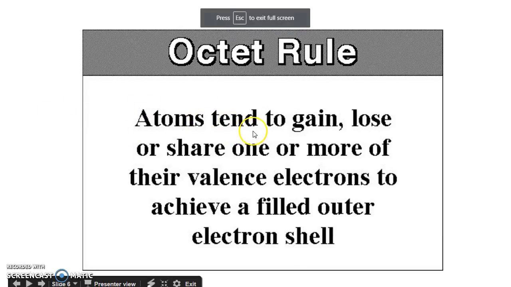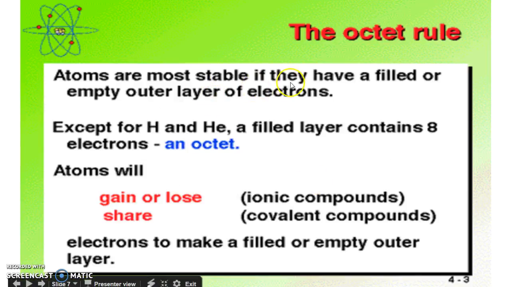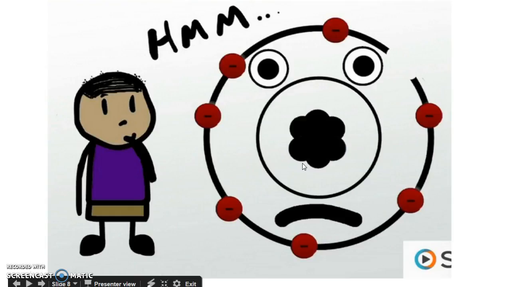So the octet rule pretty much says this: atoms tend to gain, lose, or share one or more of their valence electrons to achieve a filled outer electron shell. And atoms are the most stable if they have a filled or empty outer layer of electrons. Except for hydrogen and helium, a filled layer contains 8 electrons, an octet. So atoms will gain or lose or share electrons to make a filled or empty outer shell. They want 8 electrons in their outer shell to be happy, to not be reactive, to be stable. If they don't have that, then they're going to do everything they can to get that 8th electron in their outermost shell, whether it's giving up an electron or sharing.